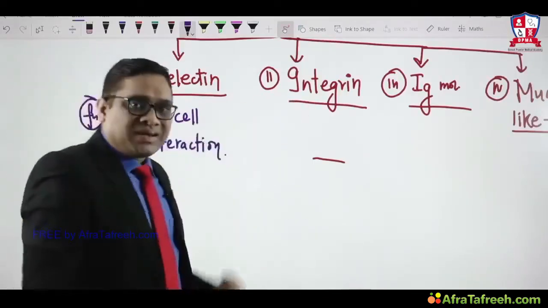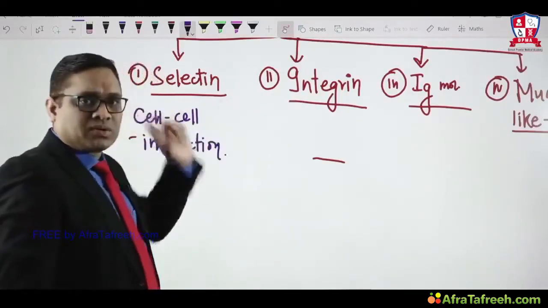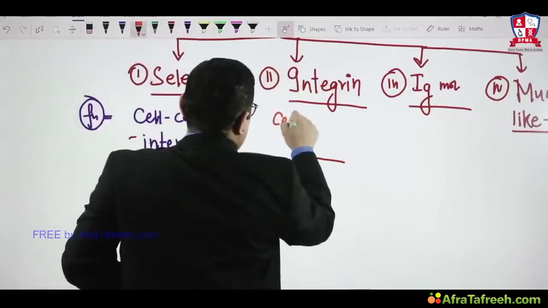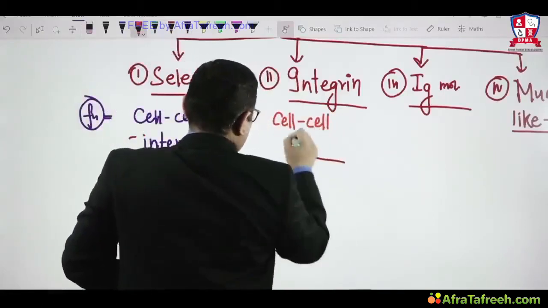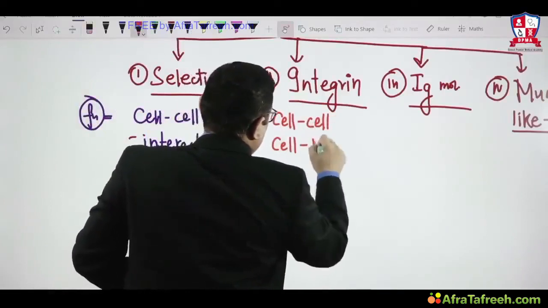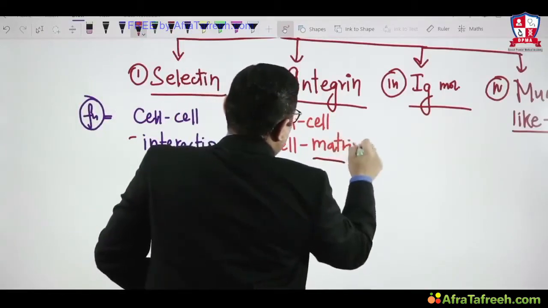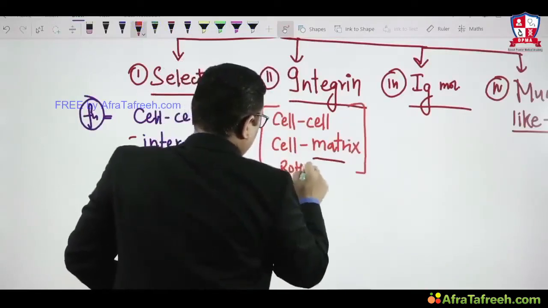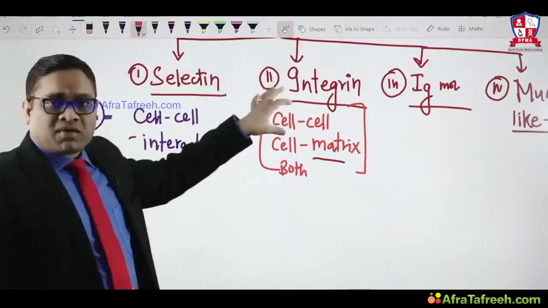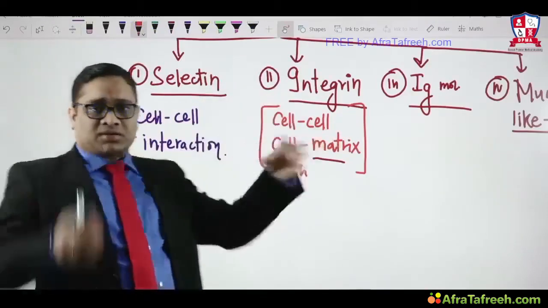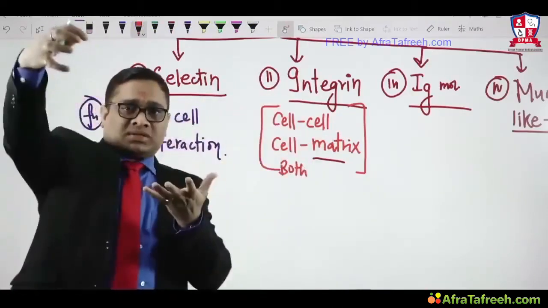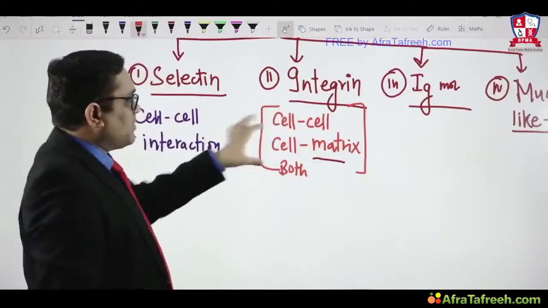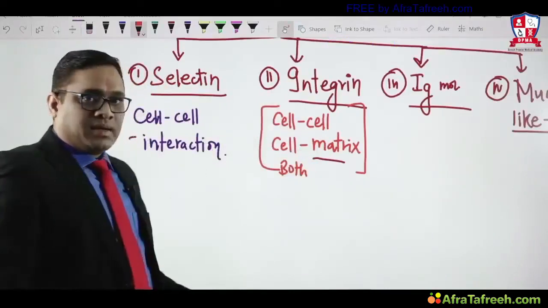Whereas when we talk about integrin, that was the All India question also in 2014. What is the function of integrin? Integrin's main function is for cell to cell as well as cell to matrix. So cell to cell and cell to matrix, both of the above are the function. Integrin is required for interaction between cell to cell also, and cell to matrix also.